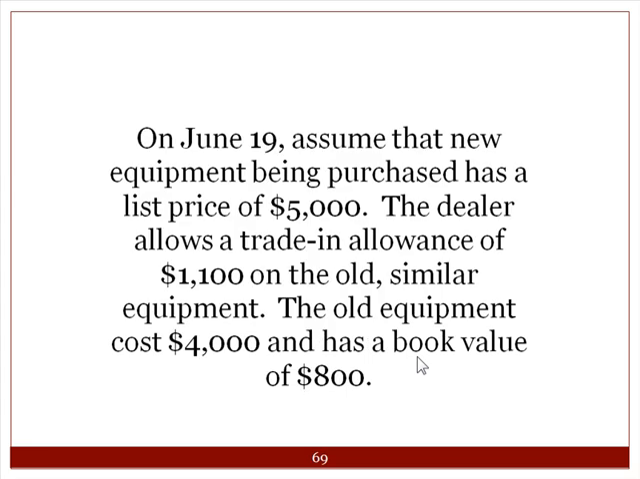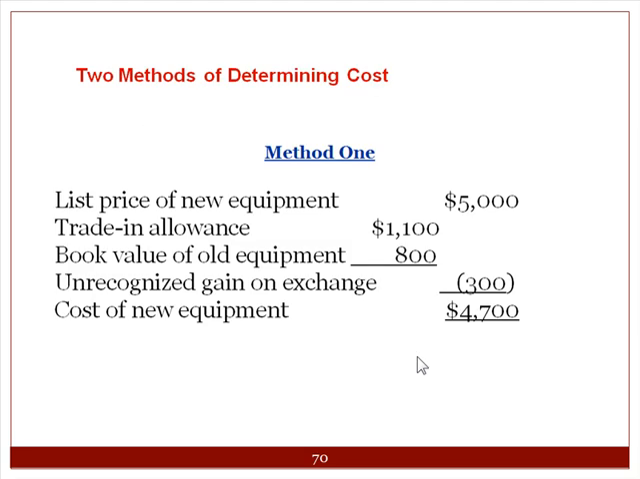So let's use this example that we sold. New equipment was being purchased, had a list price of $5,000. We did a trade-in. We got an allowance of $1,100, and the old equipment cost $4,000 and had a book value of $800. So you have two choices of methods. It depends on how you like to do stuff. So method one, you take the list price, you take the trade-in allowance less the book value of the old equipment, and that's your unrecognized gain on exchange, and then you get the cost of the new equipment.